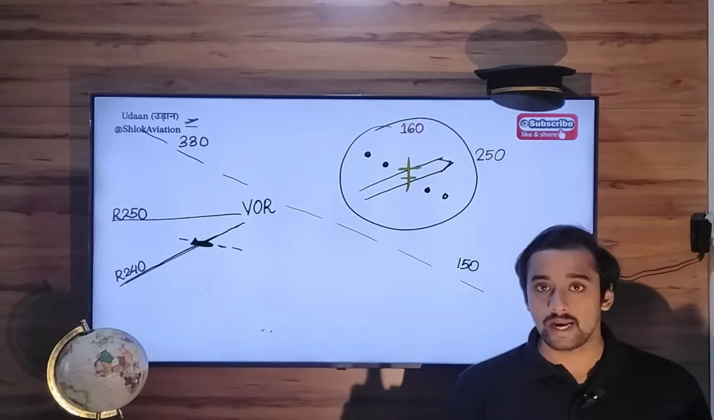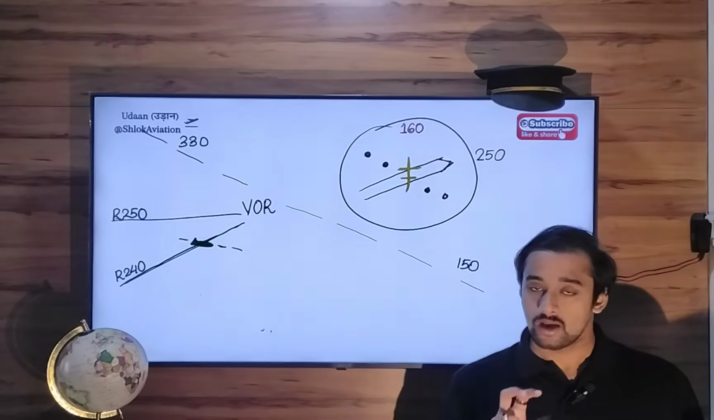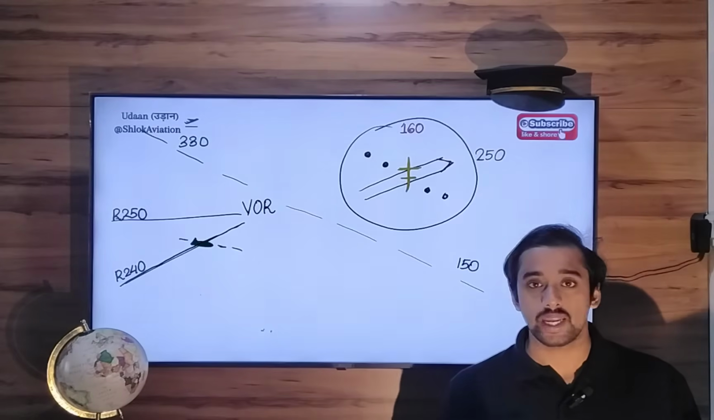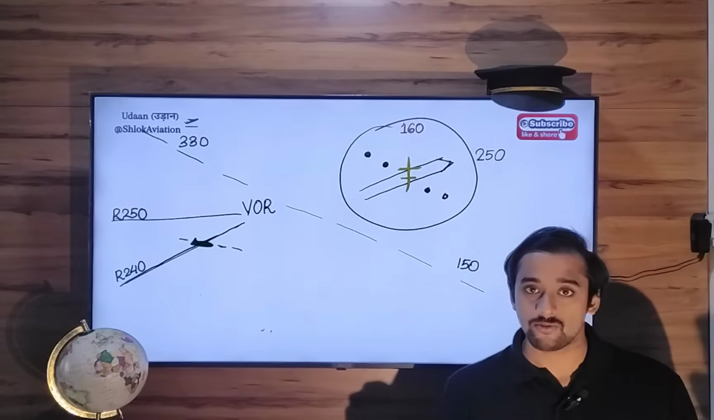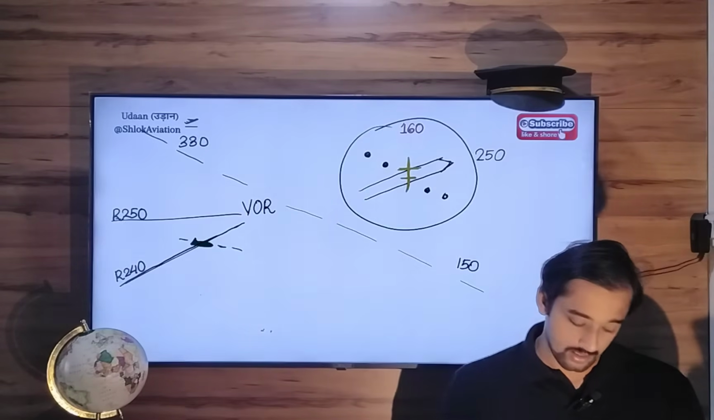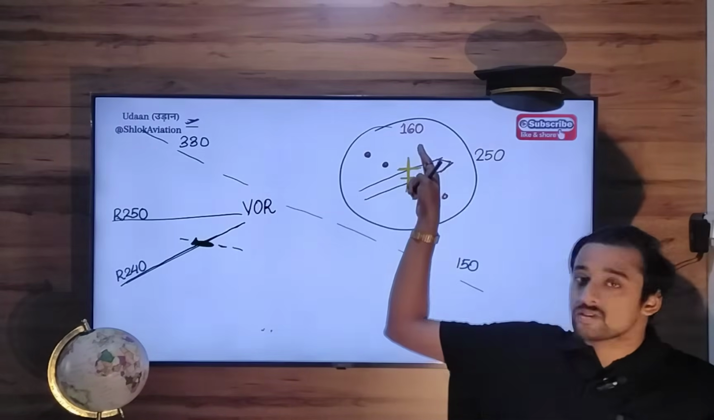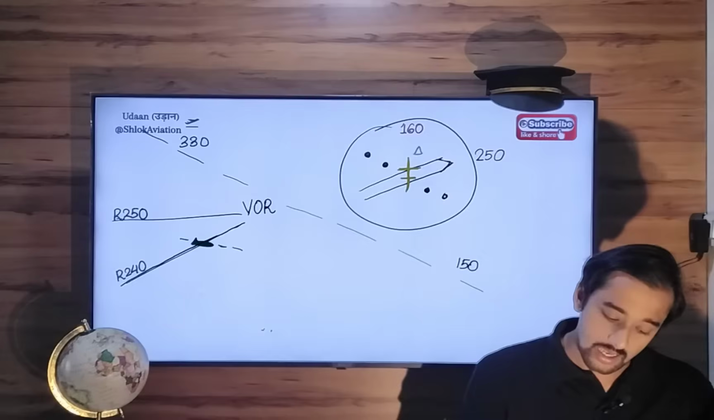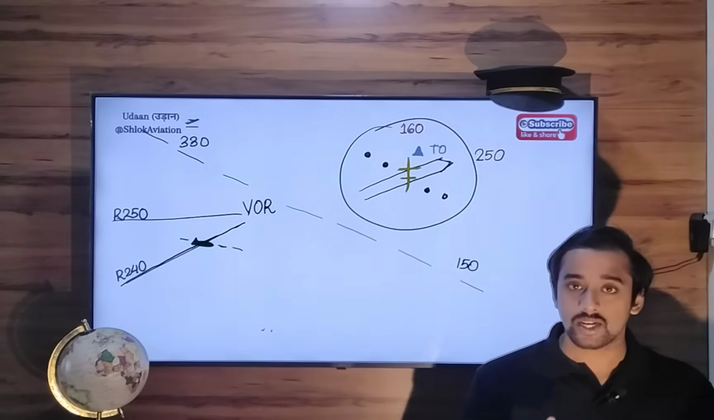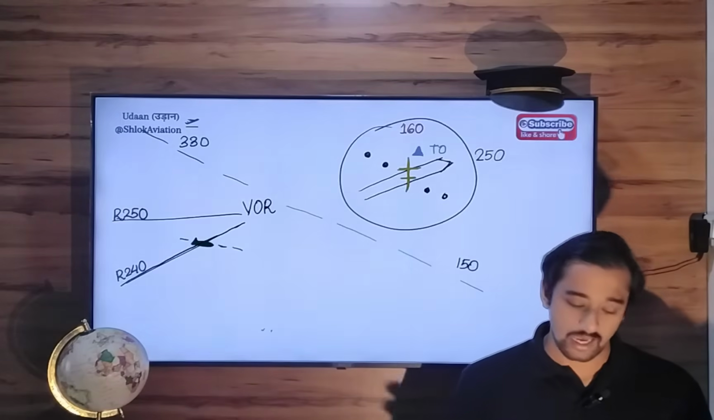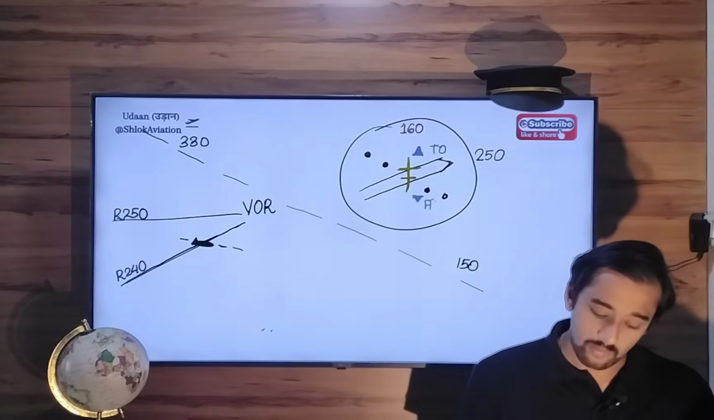Then there will be TO/FROM indication, but unlike the OBS, in which we have the letters TO and FR on the instrument display, in the case of the HSI we do not have those letters in front of us. We will have a small triangle. Now, if that triangle is ahead of the aircraft, it means TO indication. If the triangle is behind the aircraft symbol, that means FROM indication.